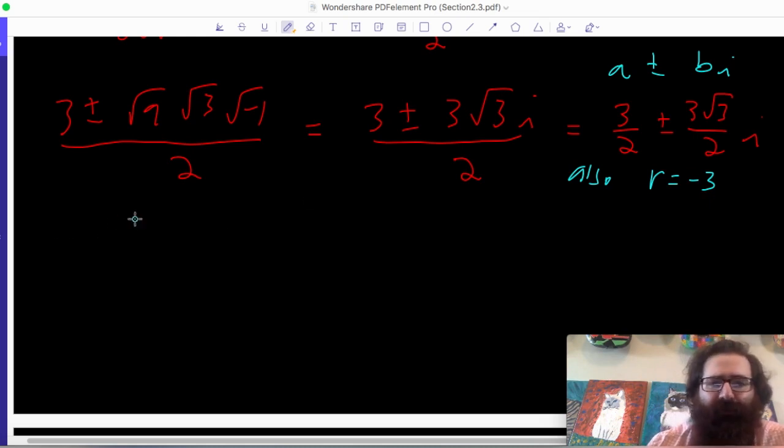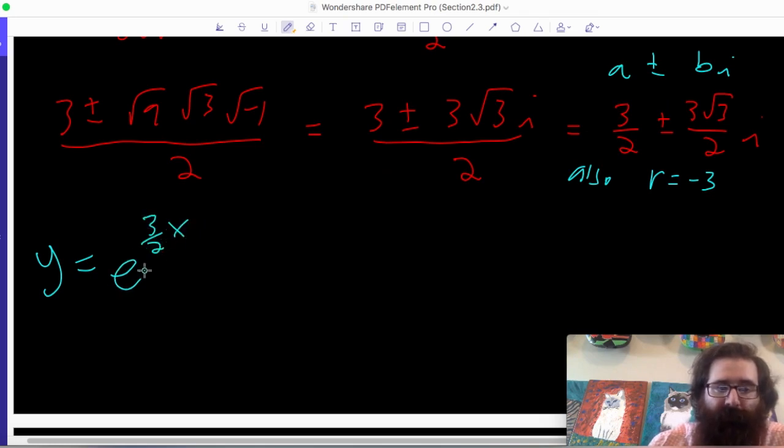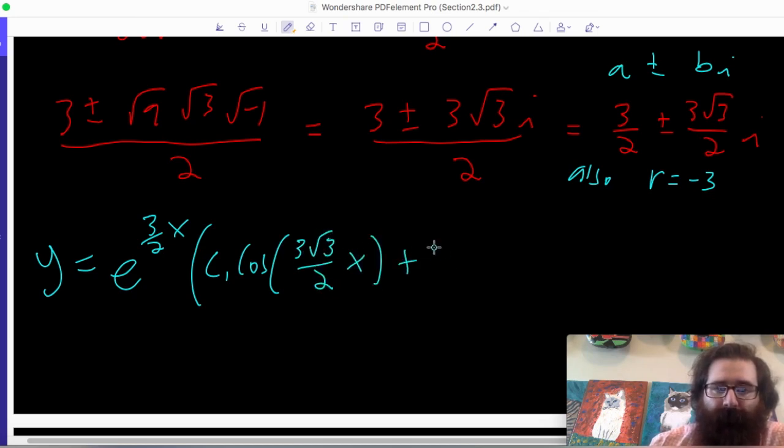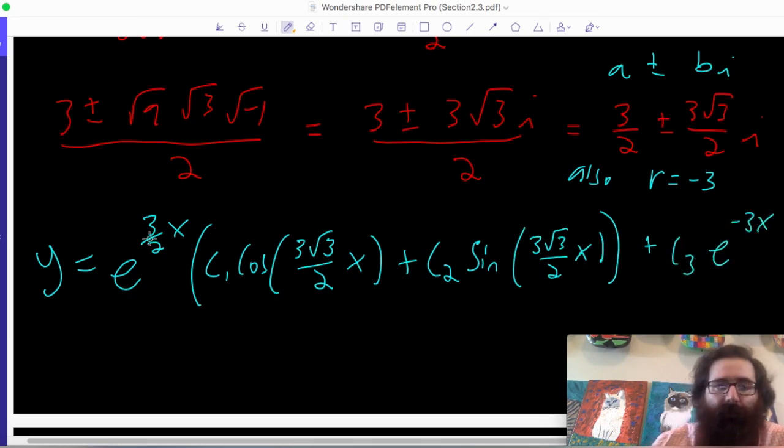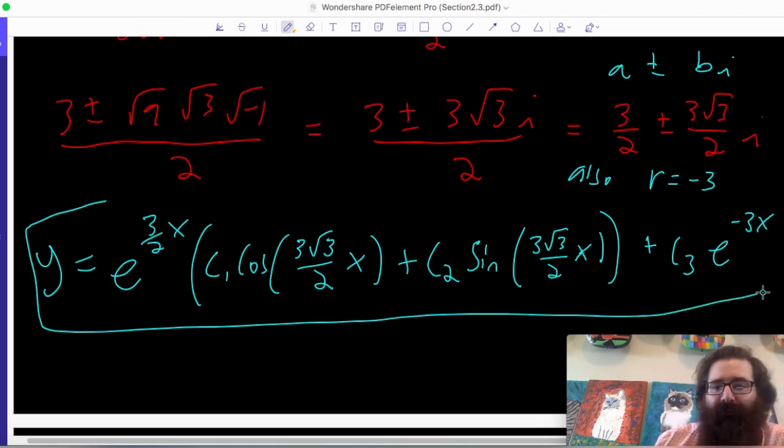So now when I go to write my solution, let me start with the complex part, because that's going to give me the cosines and sines. So we get y is equal to e to the 3/2 x. Remember that real part goes in the exponent of our exponential term. And then parentheses c sub 1 cosine of bx. So that's 3√3 divided by 2 times x, plus c sub 2 times sine of 3√3 over 2 times x. And I've got one last term, so we'd say plus c sub 3 e to the -3x. And there we have our general solution.